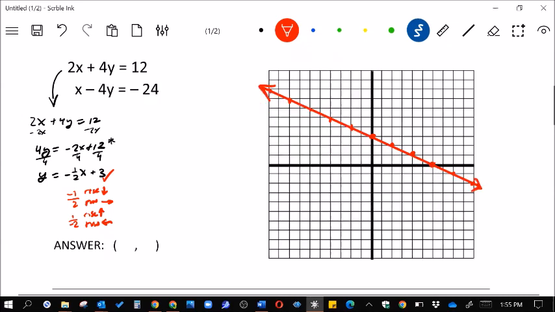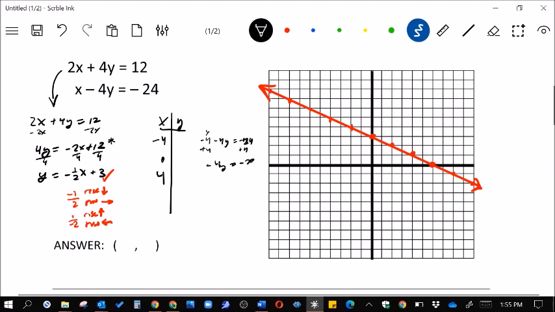Now we're going to draw the other one. And the other one I will do by using an XY table. Okay. So when I look at this, it's with 4s times 4s. I think I'm going to make my x's like negative 4, 0, and 4. So if the x is negative 4, minus 4y equals negative 24. So there's my x value put in. I'm going to add 4 to both sides. And I'm going to get negative 4y equals negative 20. When I divide by the negative 4, we get y equals negative 5.